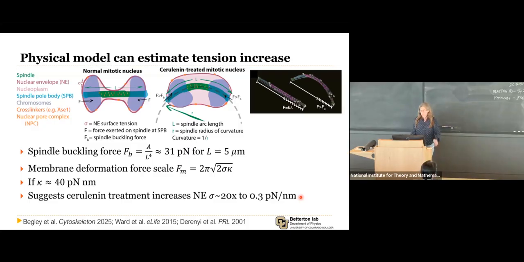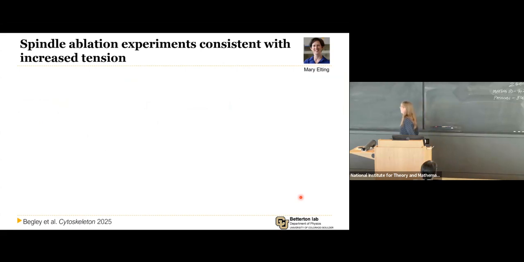Again, that gets us in the direction of starting to do something quantitative. How could we go further with this? What additional tests could we do? Well, to do this, we are going to start looking at spindle ablation experiments that Mary did.